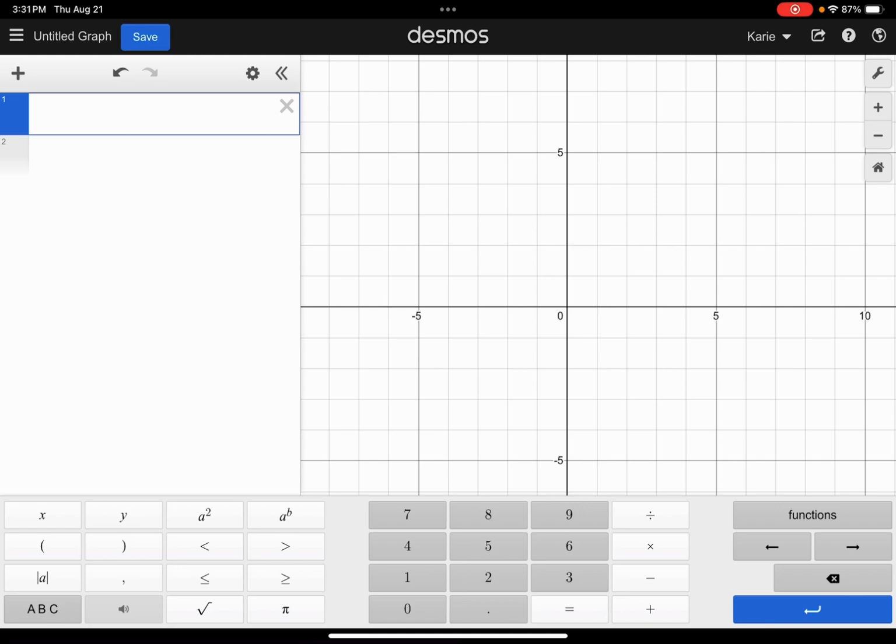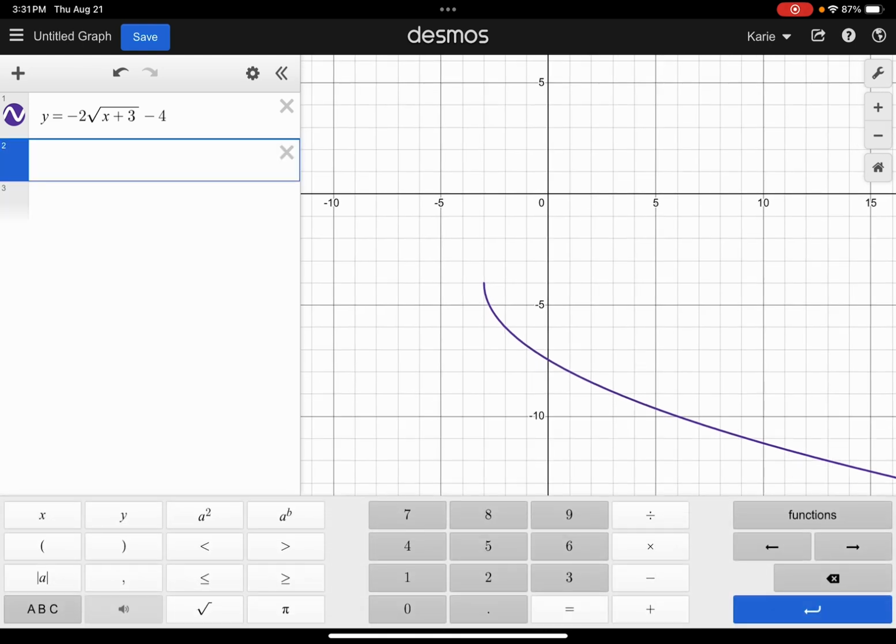If I do y equals -2 square root of x plus 3, come outside that radical, I used that little arrow, -4. Here's that graph. Oh, isn't it lovely? And now if I switch things, let's say x equals -2 square root of x plus 3, go outside the radical with the arrow, -4. Guess what, did you see what I did wrong? Did anyone catch that before I did? I was like, it's not graphing. Why not? Because I put in an x where I should have put a y.